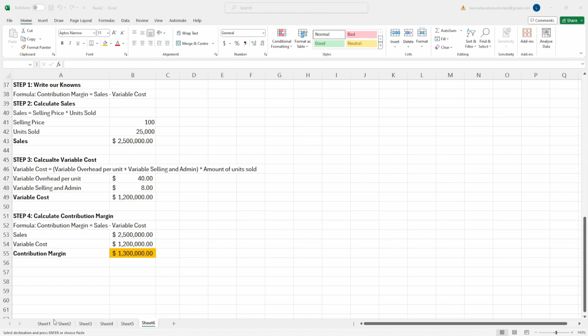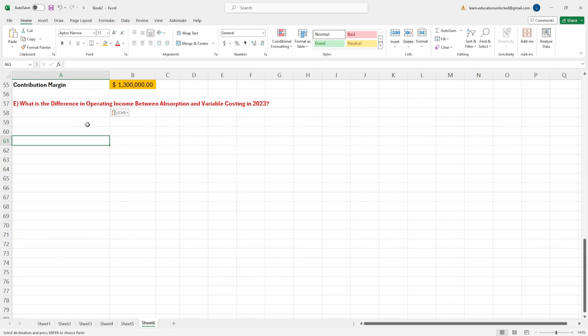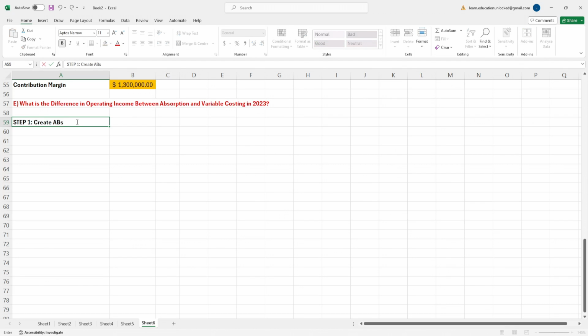So let's go to the last question here. E, what is the difference in operating income between absorption and variable costing in 2023? To do this, we're going to have to create both an income statement for absorption costing and variable costing. So step 1, let's create the absorption income statement.